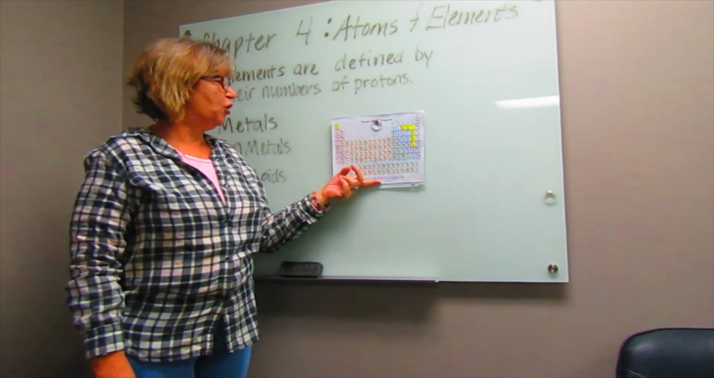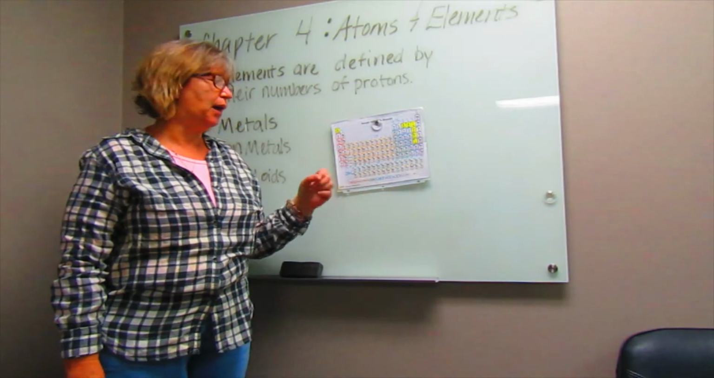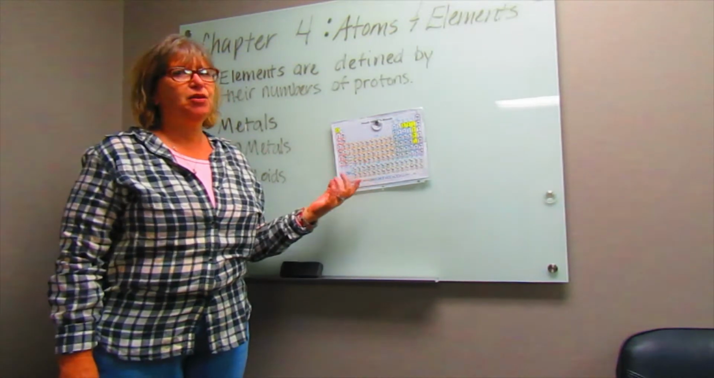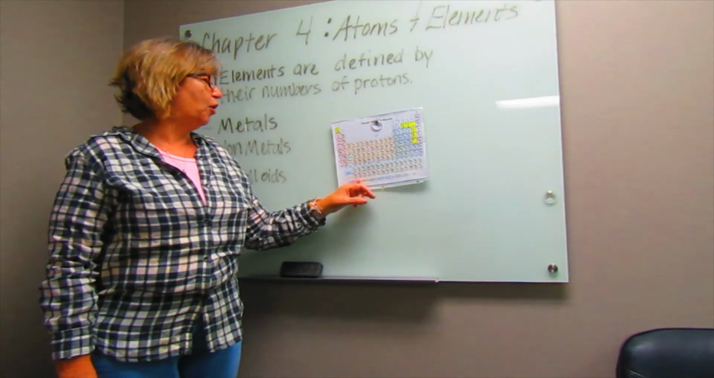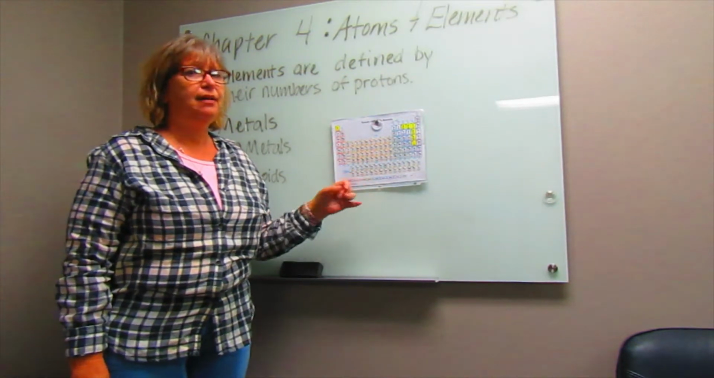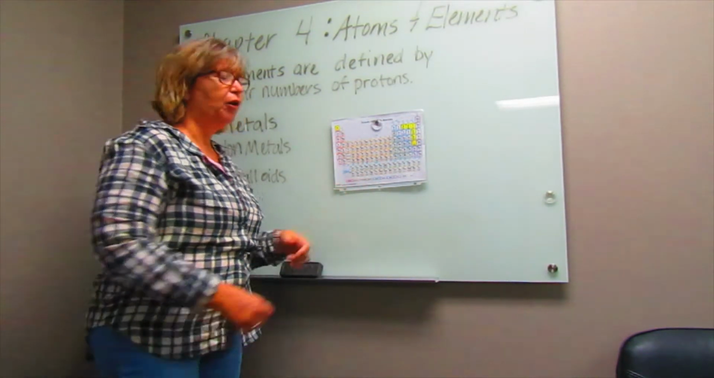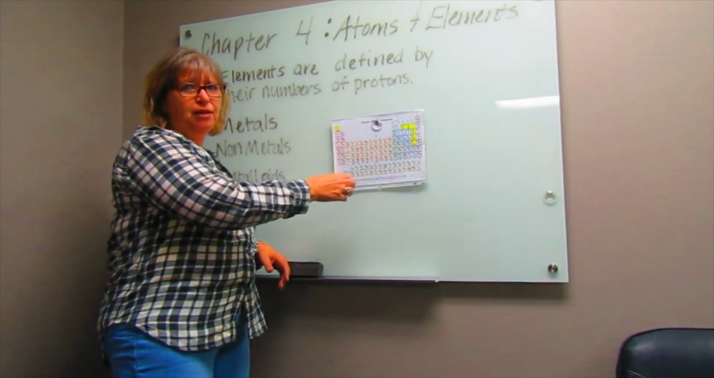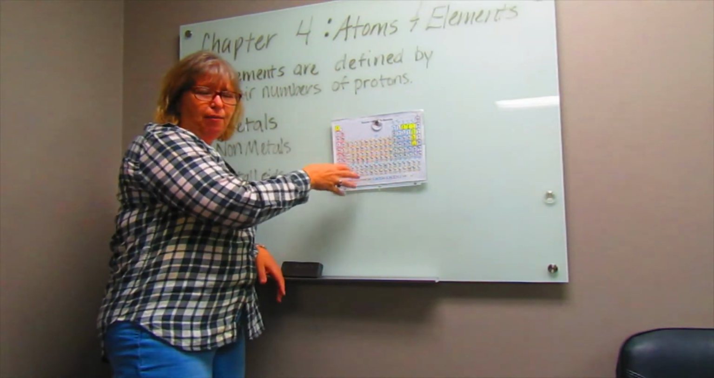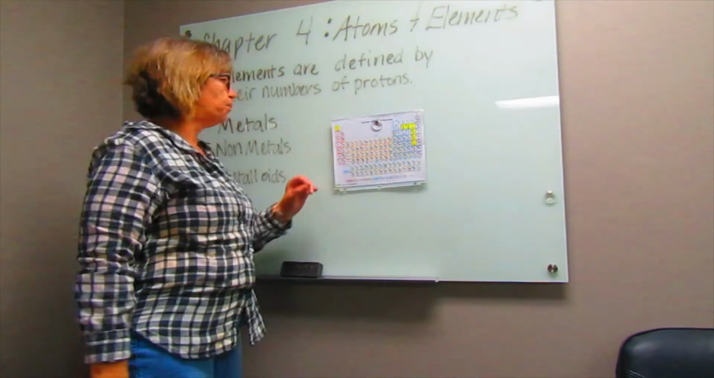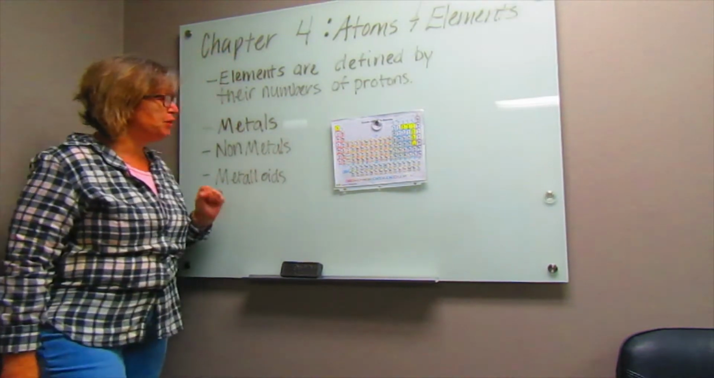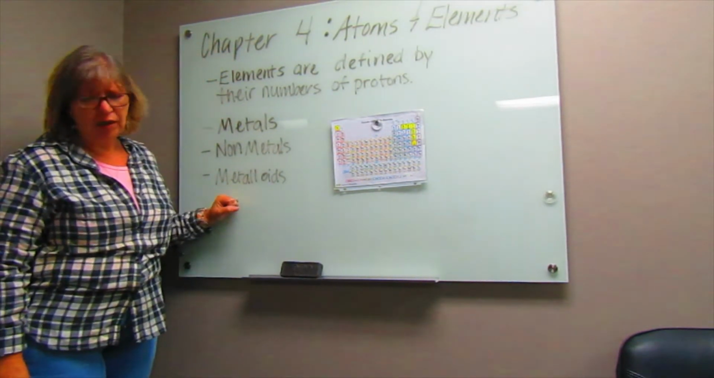Now the one that I use is color-coded. If you don't have access to a color printer, then you can always just print it out in black and white and then use a colored highlighter to highlight the different metals, metal alloys and nonmetals. Okay, so those are some of the things that I wanted to point out.